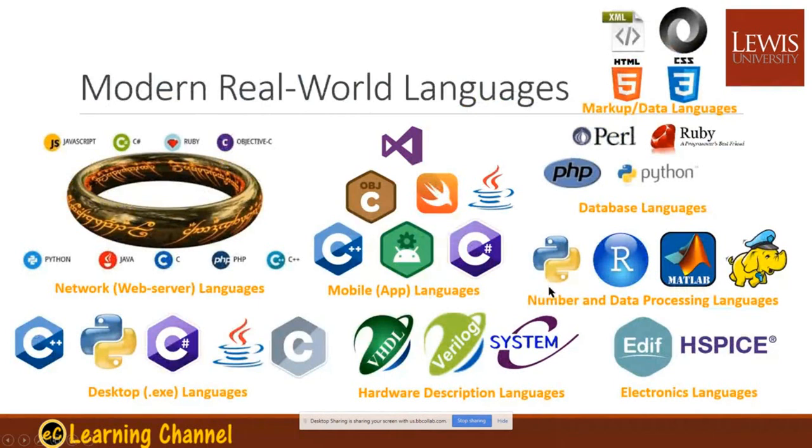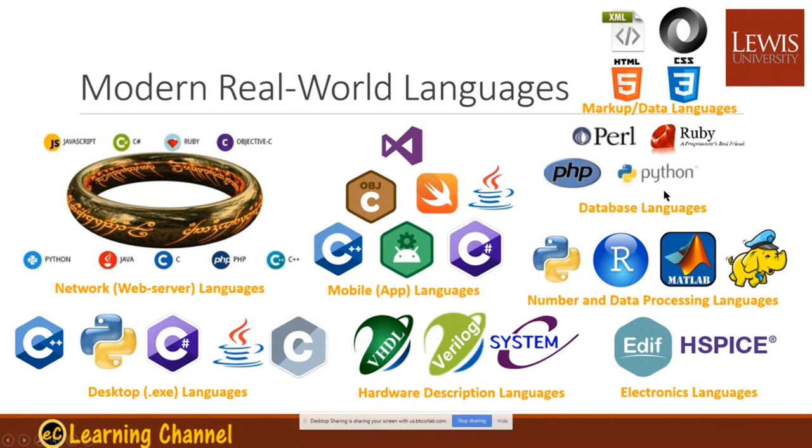So in the modern world, we have network languages that help to build server or client-side applications. You have Java, JavaScript, Ruby on Rails, Objective-C, PHP, and these different languages. And there are mobile languages that help to build apps, such as your Microsoft Visual Studio, and your Android system and Android Studio.